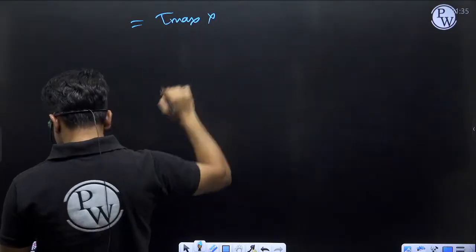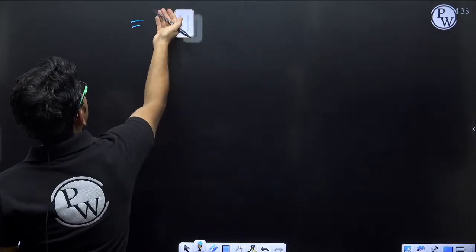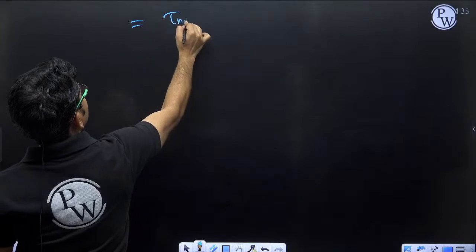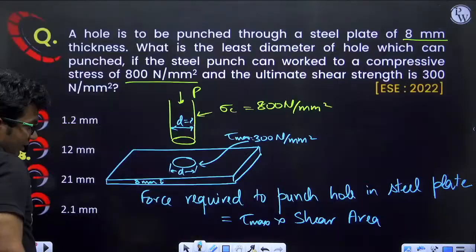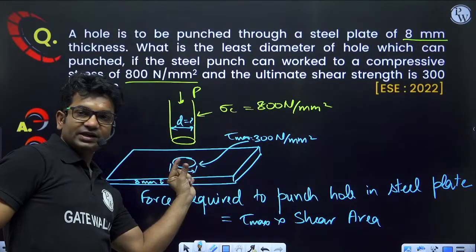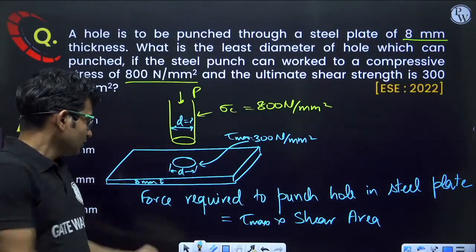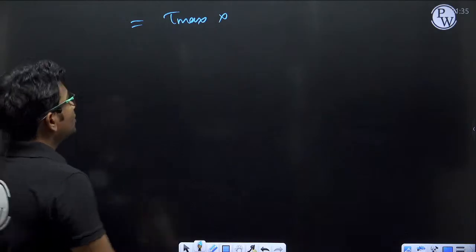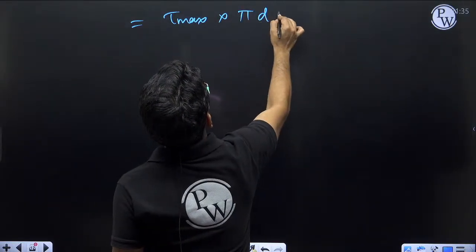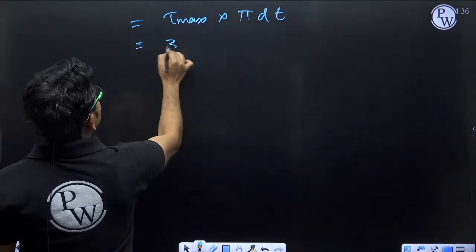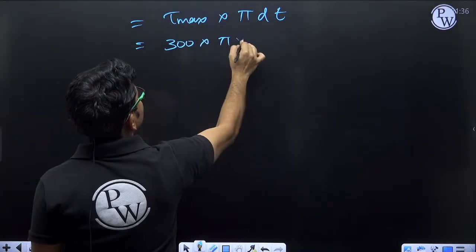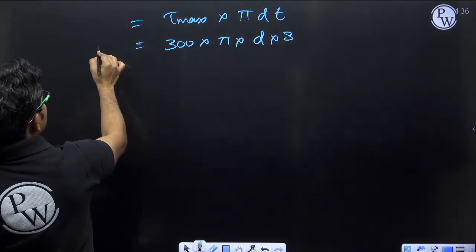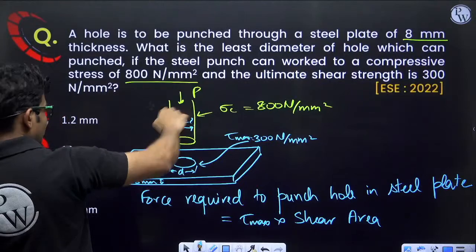Tau max into shear area. Tau max is given as 300 Newton per mm square. Let us write down tau max only for now. And what will be the shear area? This is the circumference into the thickness. Circumference is pi d and thickness is t, so it will be pi d t. So tau max is 300 Newton per mm square into pi into diameter, we don't know, thickness is 8. So this is the force P required.